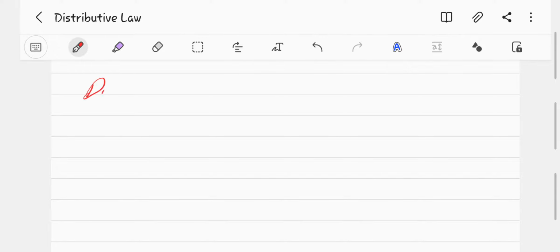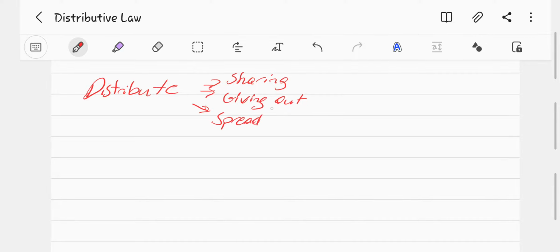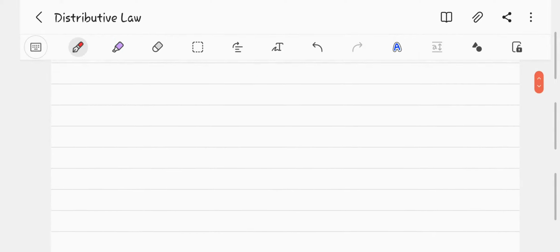Now, when you hear the word distribute, you often think about sharing, right? Or giving out, or spreading. And that's the idea behind the distributive law in mathematics as well. It has to do with spreading or giving out a certain value over a bracket or over a set of numbers. Let's look at an example and we can expound on this a bit more.